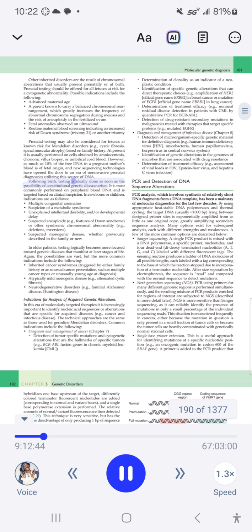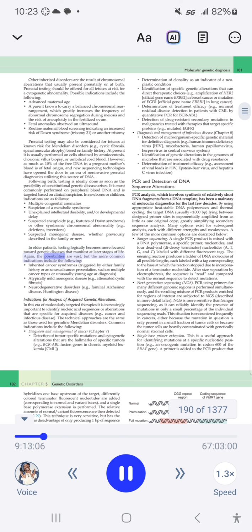Following birth, testing is ideally done as soon as the possibility of constitutional genetic disease arises. It is most commonly performed on peripheral blood DNA and is targeted based on clinical suspicion. In newborns or children, indications are as follows: multiple congenital anomalies, suspicion of a metabolic syndrome, unexplained intellectual disability and/or developmental delay, suspected aneuploidy, e.g., features of Down syndrome, or other syndromic chromosomal abnormality, e.g., deletions, inversions, suspected monogenic disease, whether previously described in the family or new. In older patients, testing logically becomes more focused toward genetic diseases that manifest at later stages of life.